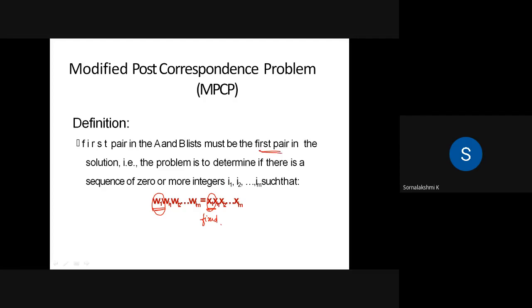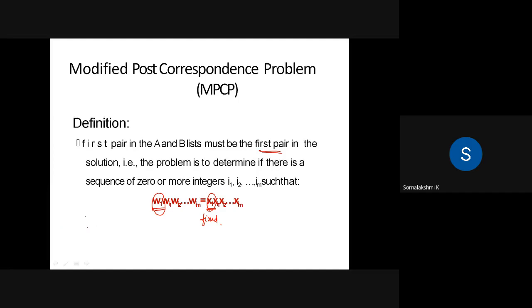So instead of X and Y, they've given W and X here. There's just a difference in notation. The concept is to have X1 and Y1, or W1 and X1, the first pair, on both sides. The first string on both sides, that pair, you keep as constant. After that, you can shuffle, you can rearrange, you can even repeat one somewhere in between. Not a problem. But the first one should be the first string. When we have that, it is easier to do a lot of derivation. So this is called the modified post correspondence problem.